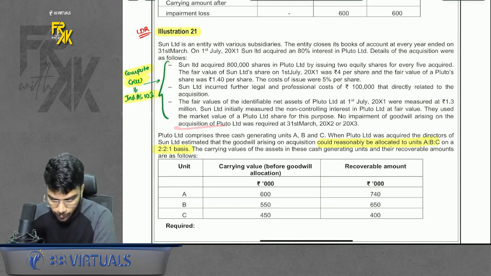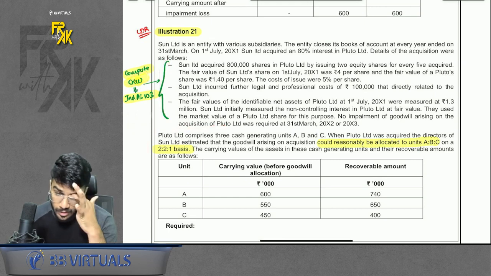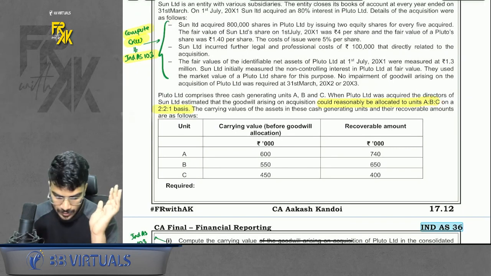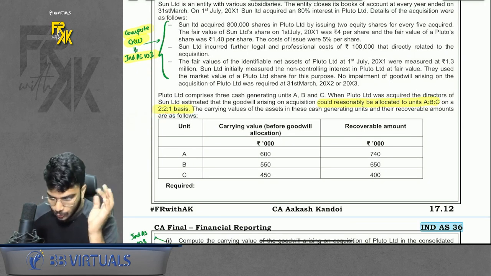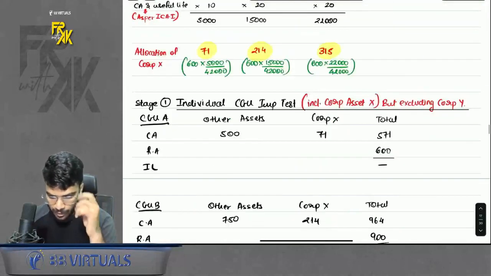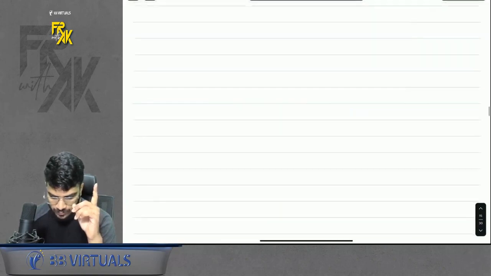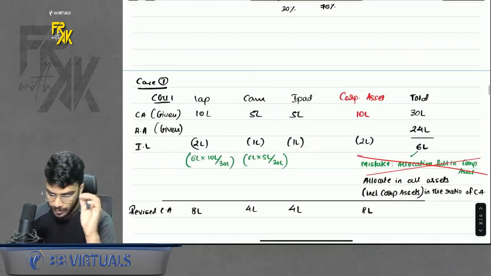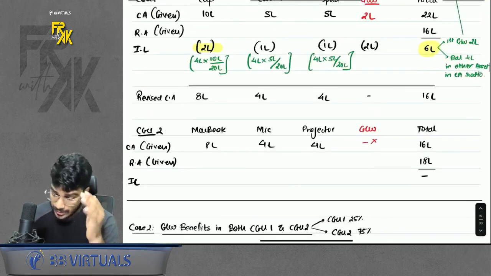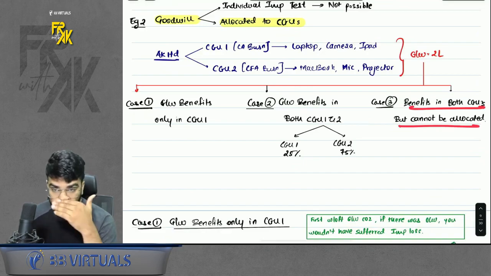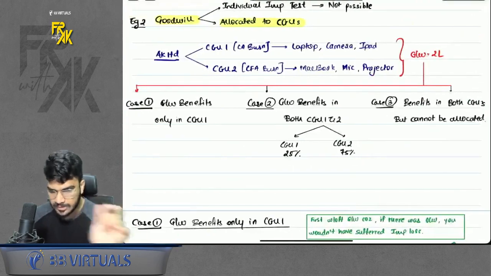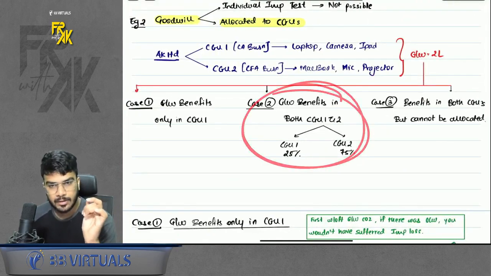Once you get the goodwill, the question says that we have 3 CGUs, and the goodwill can be reasonably allocated to all the CGUs A, B, C in the ratio of 2:2:1. Do you remember for CGU we discussed 3 cases in case of goodwill? One, it can be allocated to only one CGU. Second, it was allocable to all CGUs in some ratio. And the third case was it cannot be allocated, though it benefits all the CGUs. So when the question says you have a goodwill and the ratio is 2:2:1 for the 3 CGUs, we are falling under case number 2. That means it can be allocated.